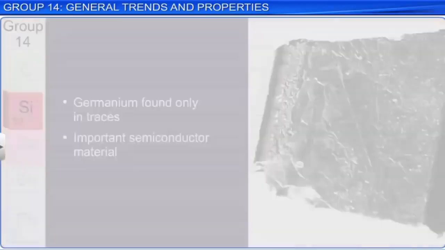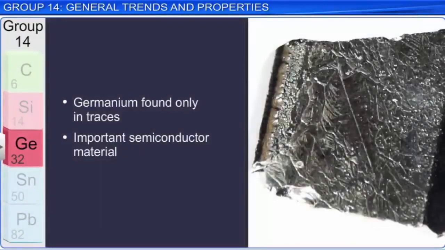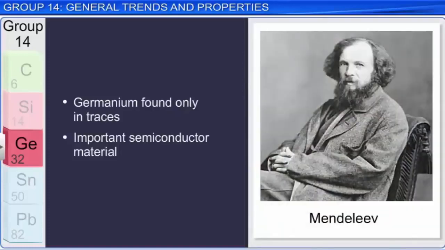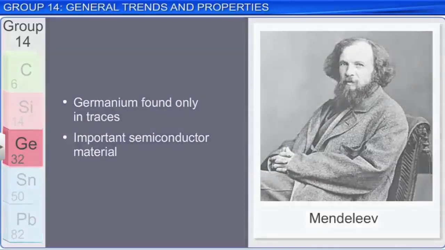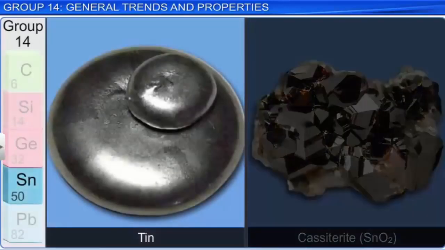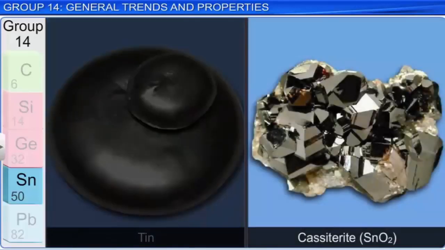Germanium is found only in trace amounts in the Earth's crust. Germanium was one of the unknown elements whose existence had been predicted by Mendeleev based on the gaps in his periodic table. Tin is a silvery white metal, as shown in the photograph on the left, with several allotropes. When a bar of tin is bent, it makes a characteristic sound called the cry of tin. Tin is mostly found as the ore cassiterite, shown in the photograph on the right. Cassiterite has the chemical formula SnO2.